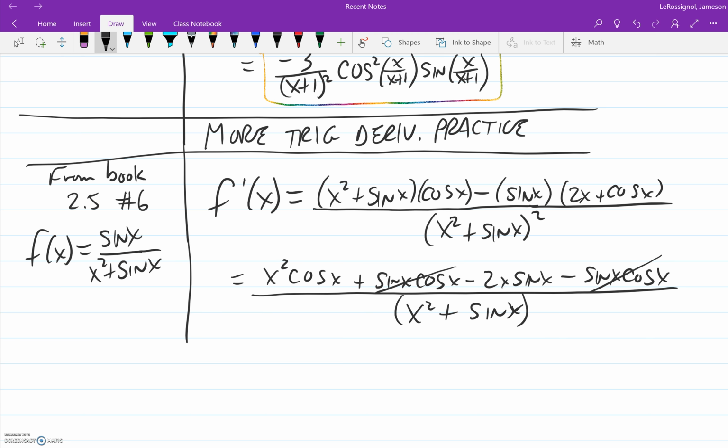All right, so that's nice. So what's left behind? Well, you've got this stuff and this stuff. You could factor something out. You could factor out an x. Oh, I almost forgot my square down there.